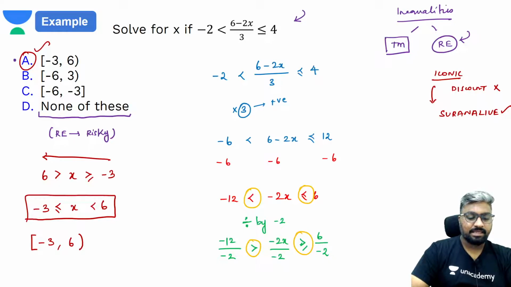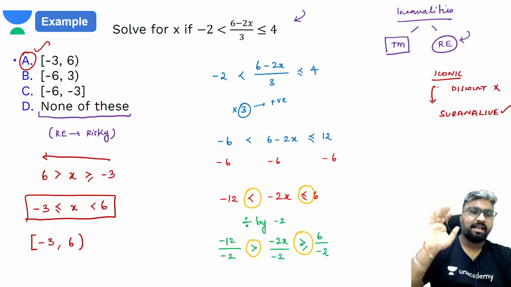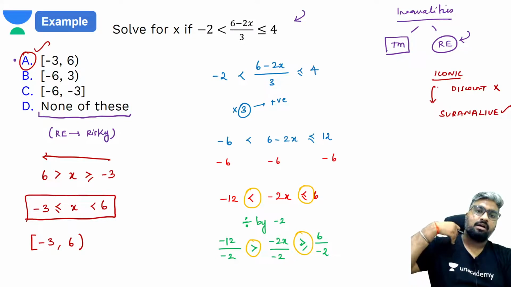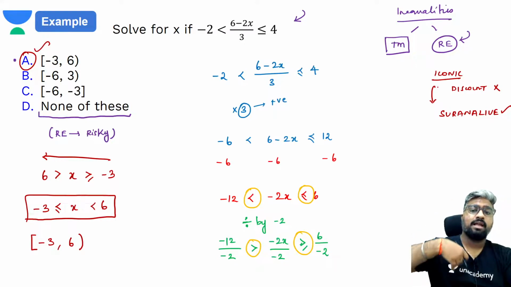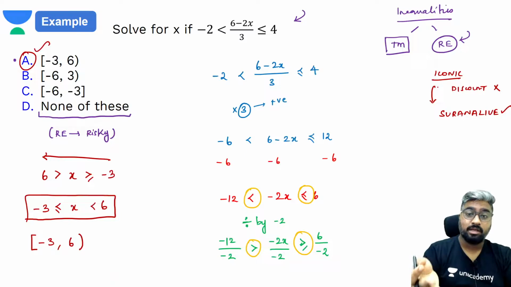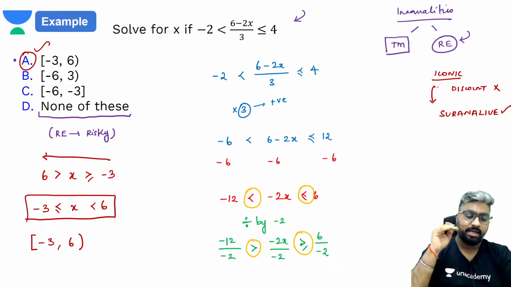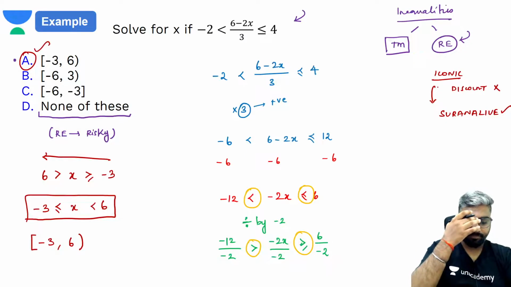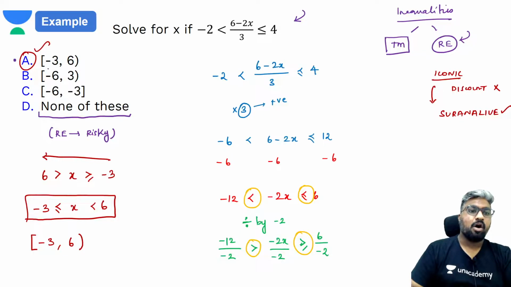In CAT they mix inequalities with logs, functions, coordinate geometry. Yes, Vaibhav, so we will go slowly. First we are doing linear inequalities. We will do quadratic inequalities, polynomial inequalities, logarithmic inequalities, trigonometric inequalities. Don't worry about it, okay? Yes, the alternative way is reverse engineering, but because there is none of these, we will not do it.